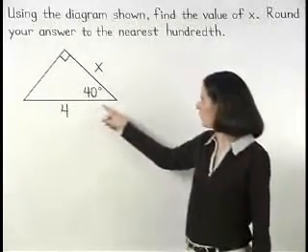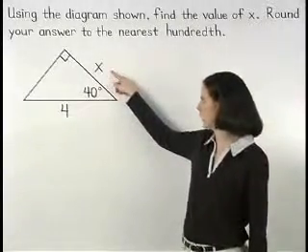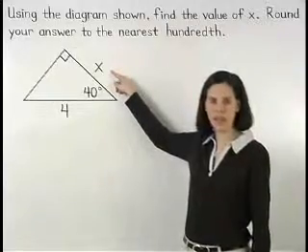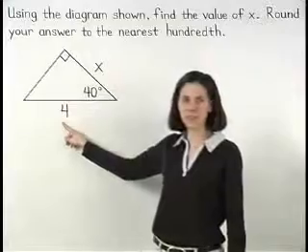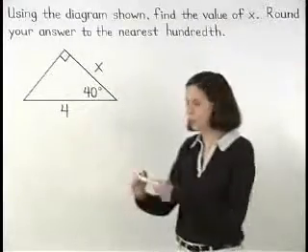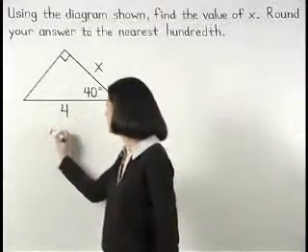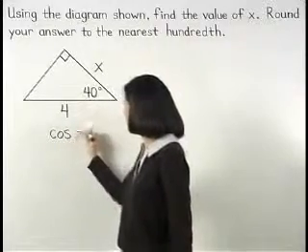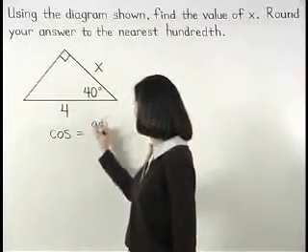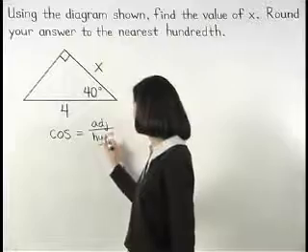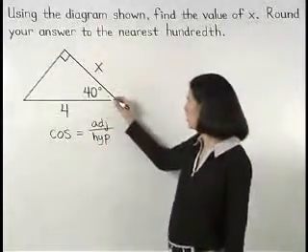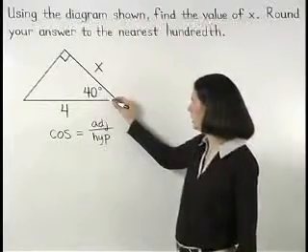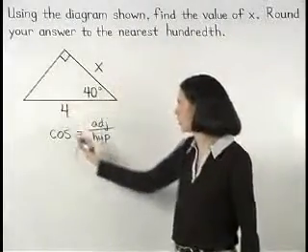So we're given that the side adjacent to the 40-degree angle has a length of x, and the hypotenuse of the triangle has a length of 4. And remember that cosine equals adjacent over hypotenuse. So we can set up the equation cosine of 40 degrees equals x over 4.